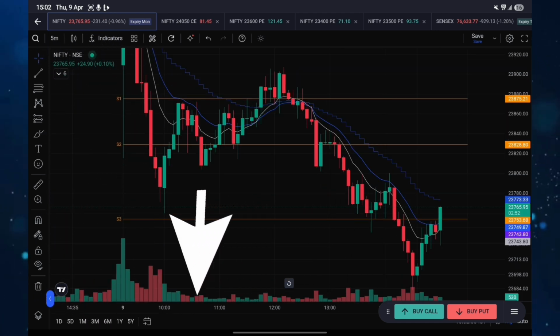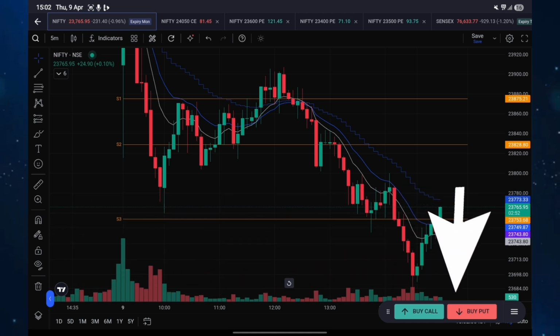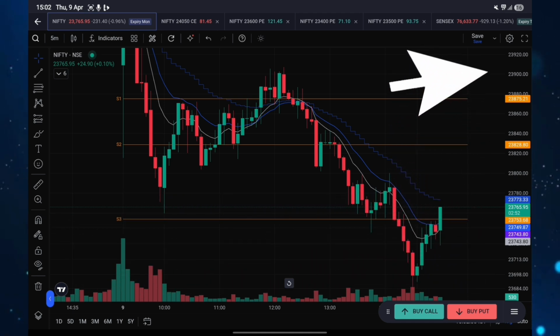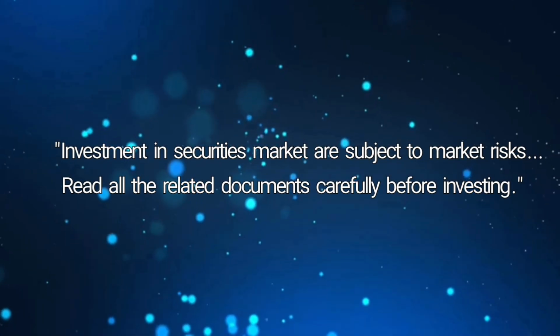Okay, now look at the bottom. You see the time bar, and this is the actual time that's running. And at the right side you can see the price where the Nifty is moving right now, 23,765. Well, I hope you get it, and if you don't, then watch again.